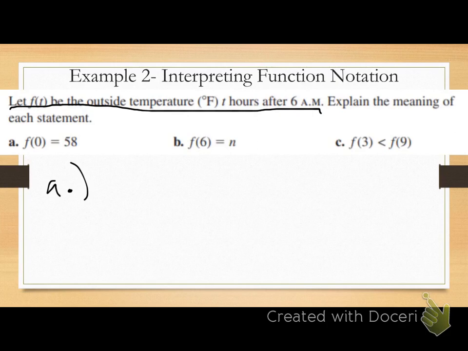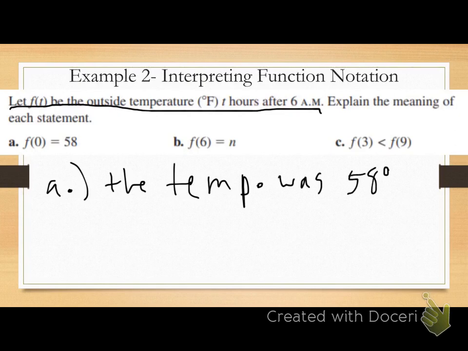Okay? So, t is the number of hours after 6 a.m. So if I'm doing f of 0 instead of f of t equals 58, f of 0 means 0 hours after 6 a.m. So we could say the temperature was 58 degrees Fahrenheit at 6 a.m. That'd be my interpretation of letter A. That's my initial value of the function, because t stands for the hours after 6 a.m. So if my t is 0, that's 0 hours after 6 a.m. So I could say the temperature was 58 degrees Fahrenheit at 6 a.m.